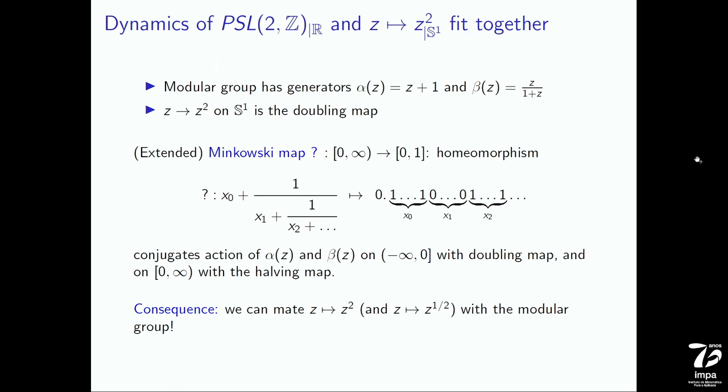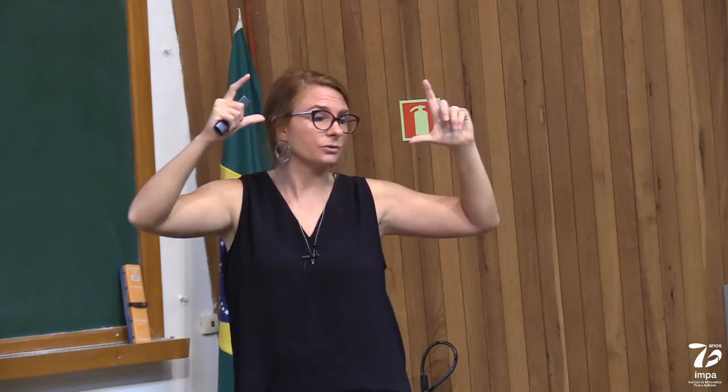The modular group on its limit set, the real line, its dynamics is conjugate to the dynamics of zeta square and its inverse on its Julia set. So let's explain slowly. There exists a map, which is the Minkowski map, which conjugates, on the negative real axis, the generators of the modular group, zeta plus 1 and zeta over zeta plus 1, with the doubling map, zeta goes to 2 zeta. And zeta square on the unit circle is x goes to 2x, because the modulus is always 1 and the argument gets doubled.